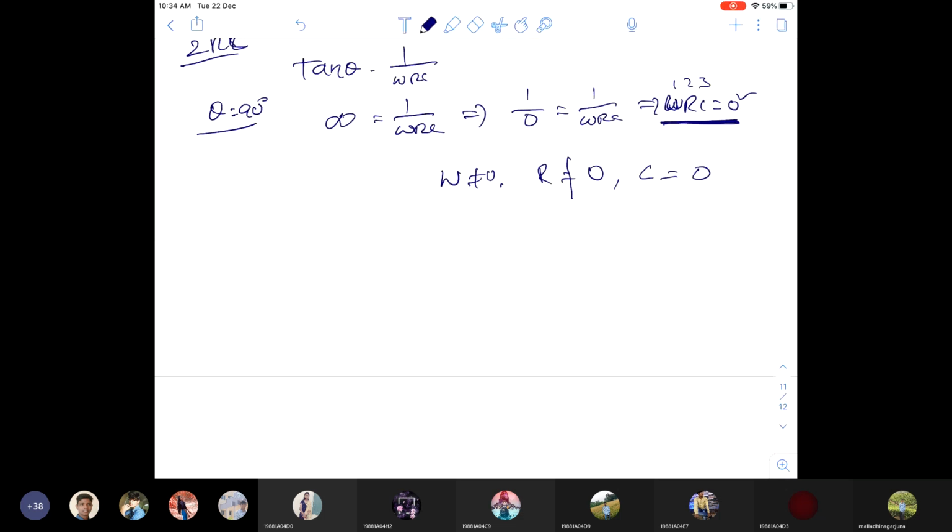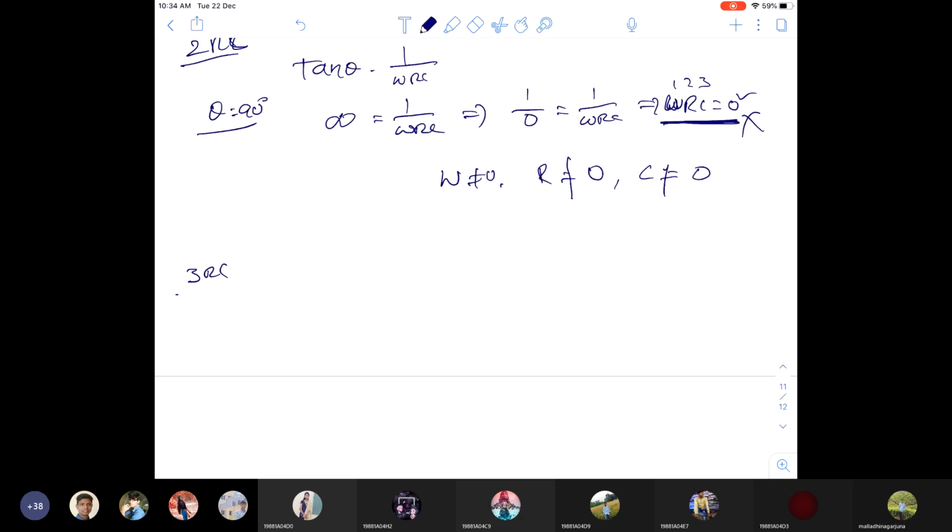Why? Because if you make the capacitor 0, the output will be distorted. The capacitor is used to block the DC signal, so that DC is not added to the output, so it is not equal to 0. So capacitance equal to 0 is not possible here. So this condition is not satisfied.